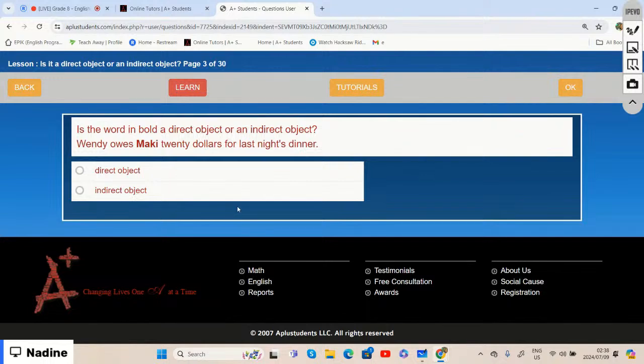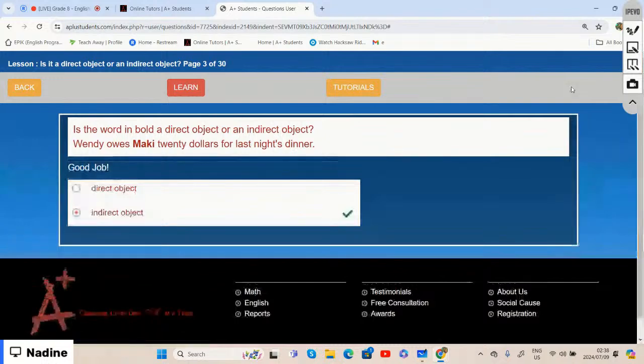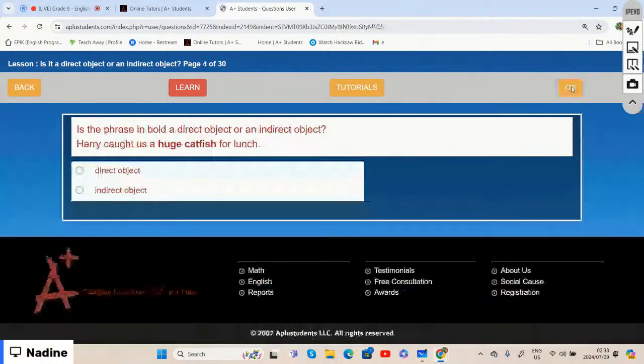So we need to ask ourselves, to whom or for whom does Wendy owe $20 for last night's dinner? So we can say it is for Maki. So this is our indirect object and it comes between our action verb as well as our direct object.